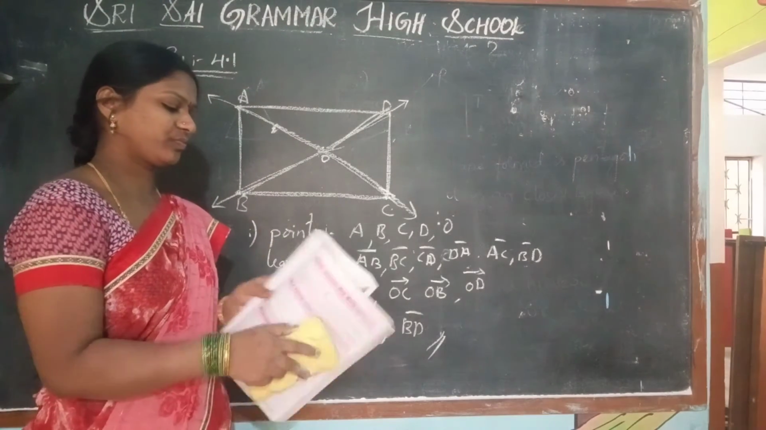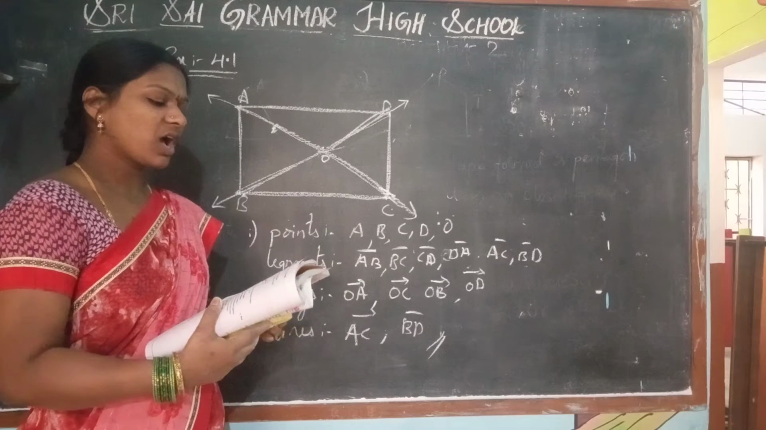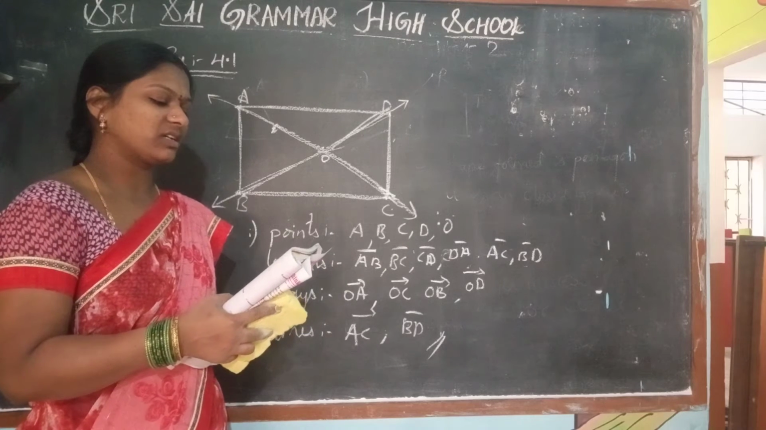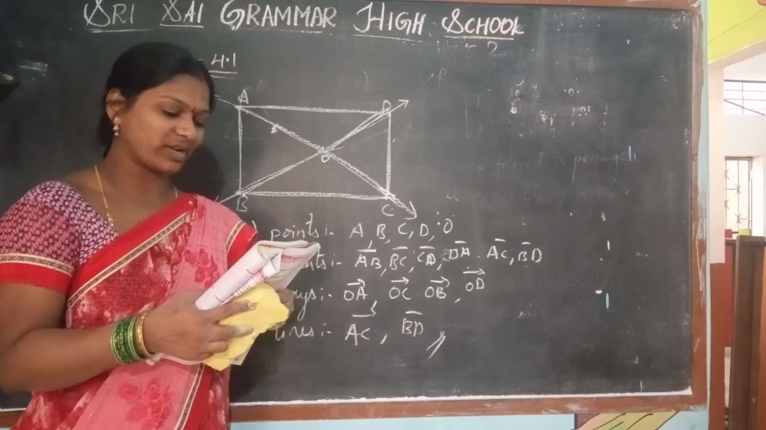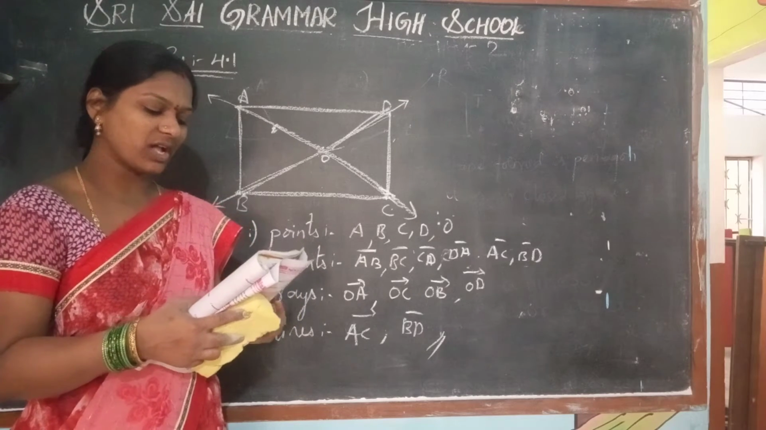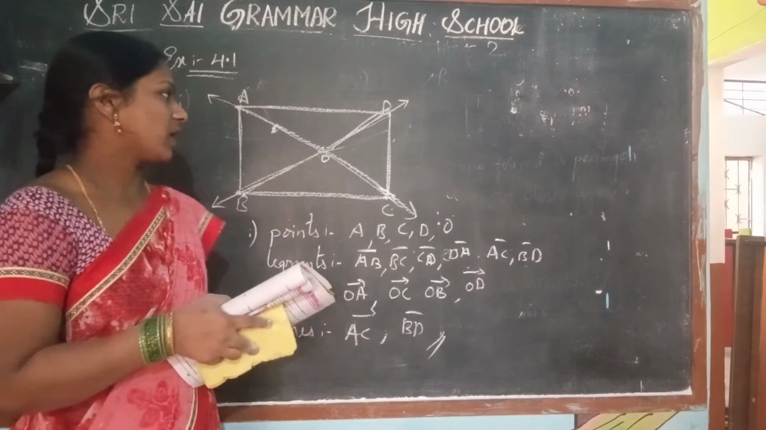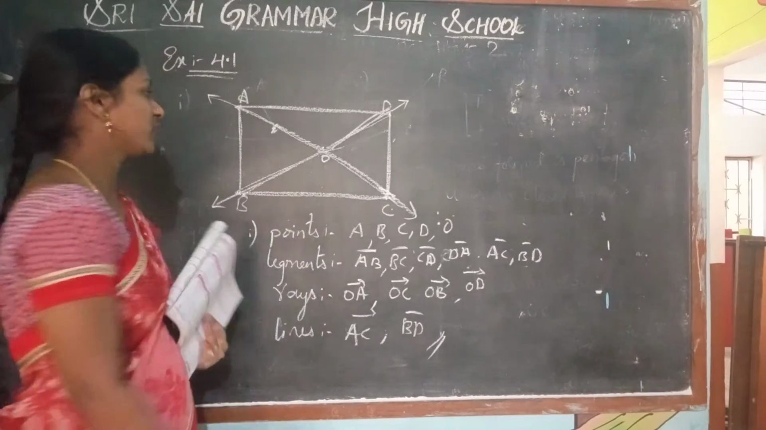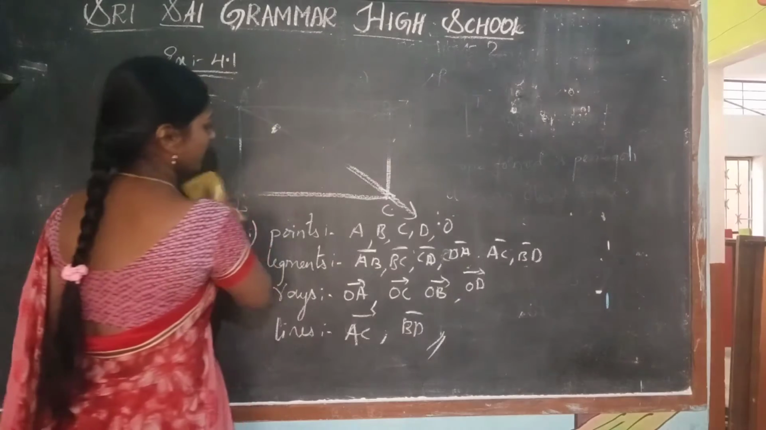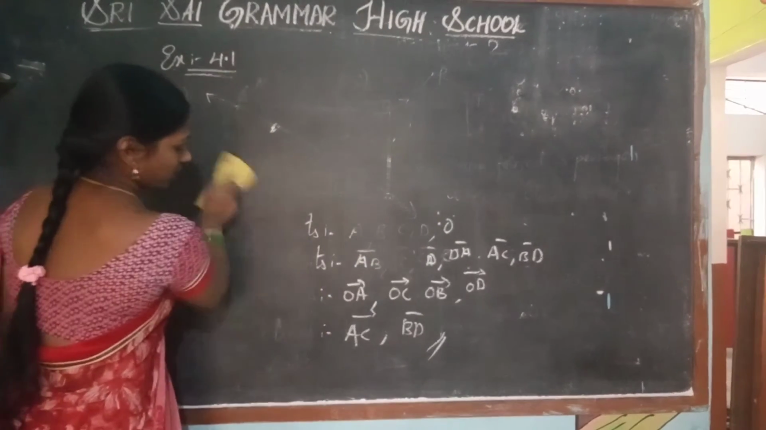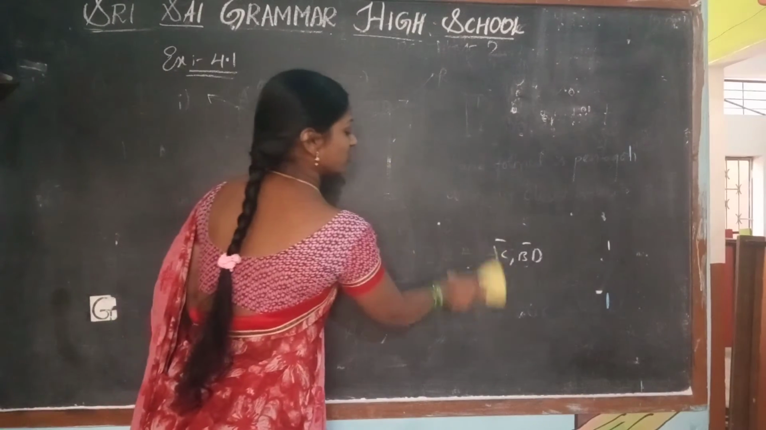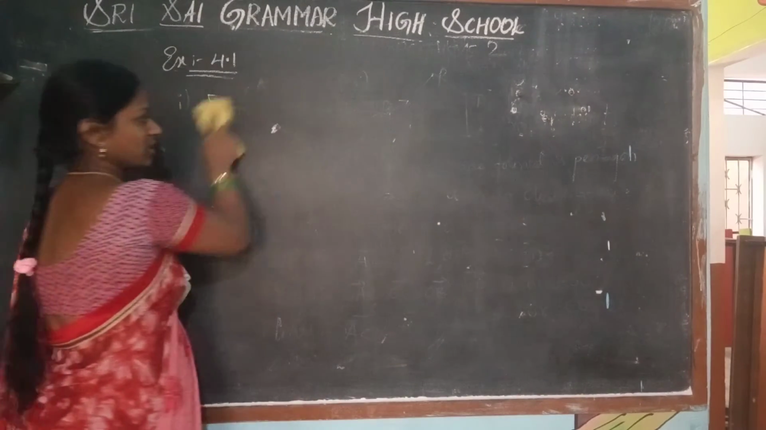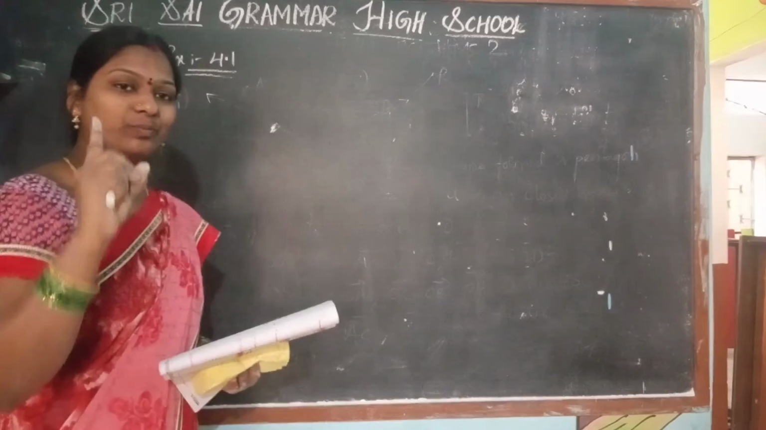Now, next. How many lines can be drawn through 1 point, 2 distinct points? Make a rough figure of your answer. Yes? Now, everyone completed? No. Here, if they give 1 point, how many lines can be drawn through 1 point?